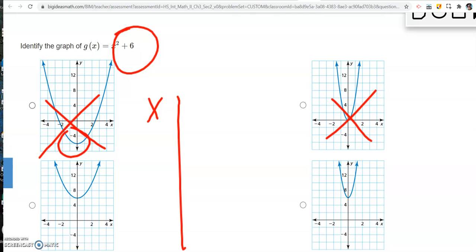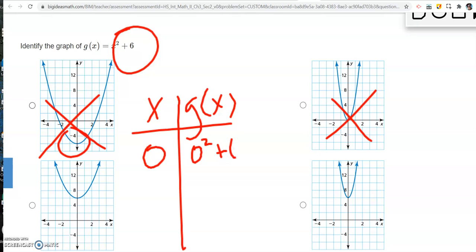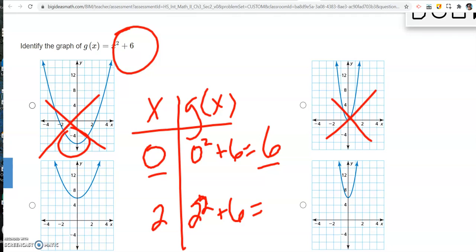So that's where we make a table of values. Instead of x and y, we use x and g of x. So what do we have here? Well, if you plugged in 0 into this equation, you'd have 0 squared plus 6, which equals 6. We already knew it went through 0, 6. That's one of our points. Really, what we want to do is try 2. Let's see what 2 comes out. 2 squared plus 6, that's 4 plus 6 is 10.